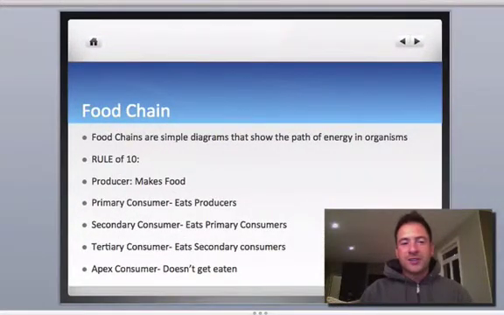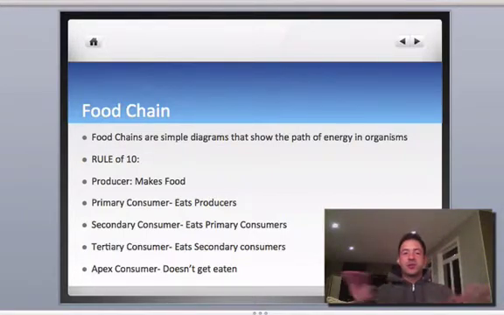Berg here. Today we're going to be talking about food chains. So basically, what is a food chain? Well, it's a simple diagram, and basically what it's going to do is show the path of energy in organisms. So we could say that it's just discussing who eats who, what eats what, right?